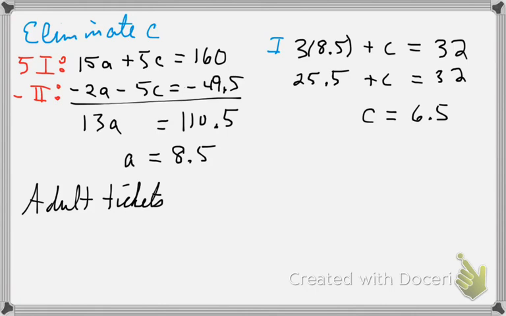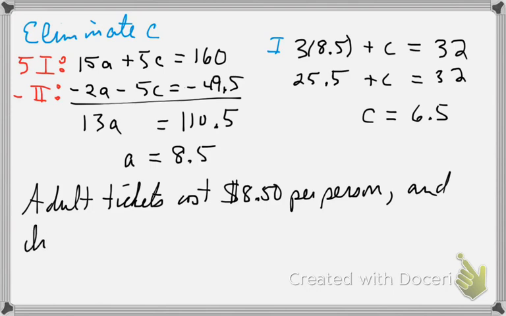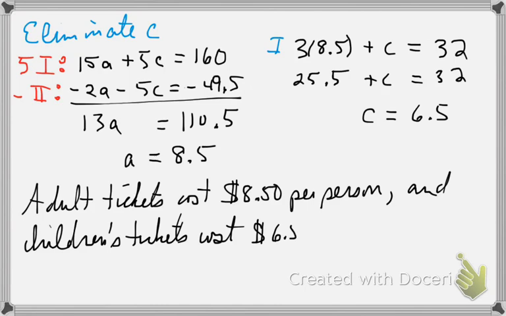Answer words with words. Adult tickets cost $8.50 per person, and children's tickets cost $6.50 per person.